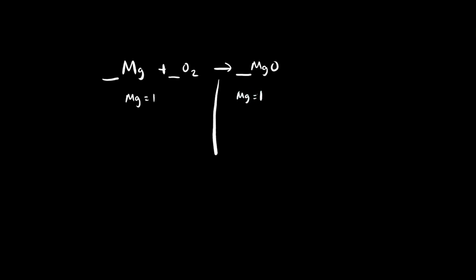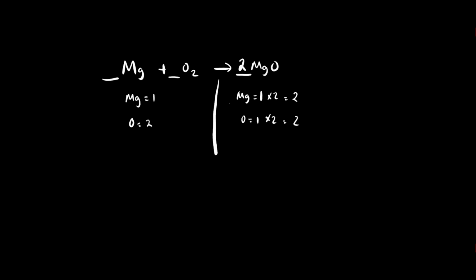So for this example, we have one magnesium atom on both sides of the equation, so no problem there, we're balanced. On the left hand side we have two oxygen atoms, on the right hand side we have one. So in order to balance the oxygen, we need to introduce a coefficient of 2 in front of the magnesium oxide. So now, instead of one magnesium and one oxygen, we have two magnesium and two oxygen. So we've balanced the oxygen.